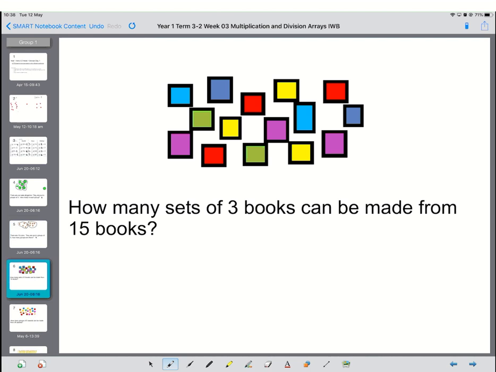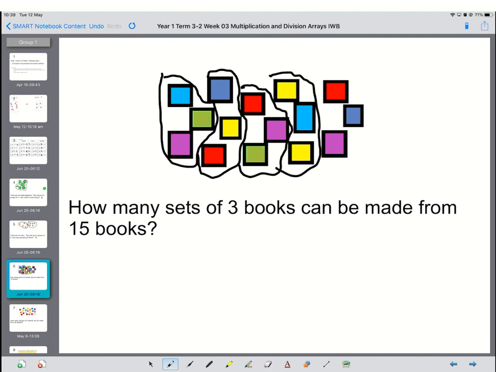How many sets of 3 books can be made from 15 books? Okay, so we're looking at groups of 3. There's one group of 3. There's another group of 3. Bet you found it easier moving them. Another group of 3. I'm just going to do it this way though. Another group of 3. And a last group of 3.